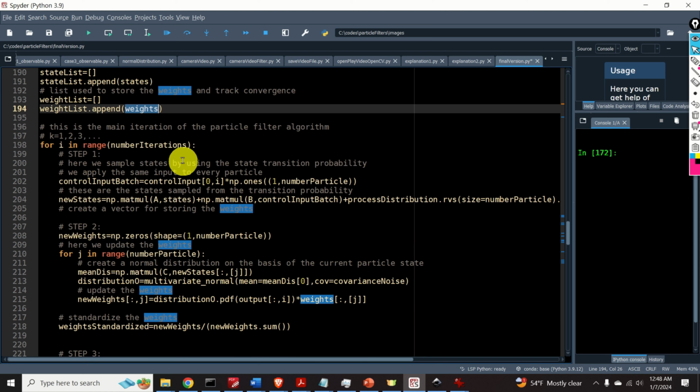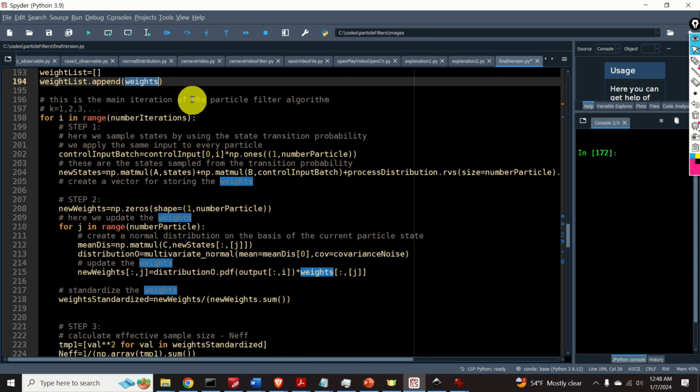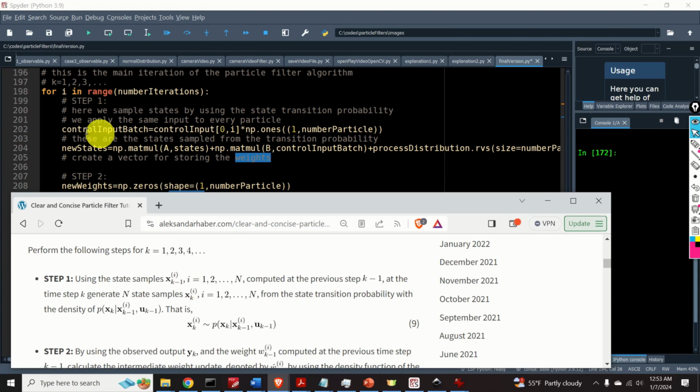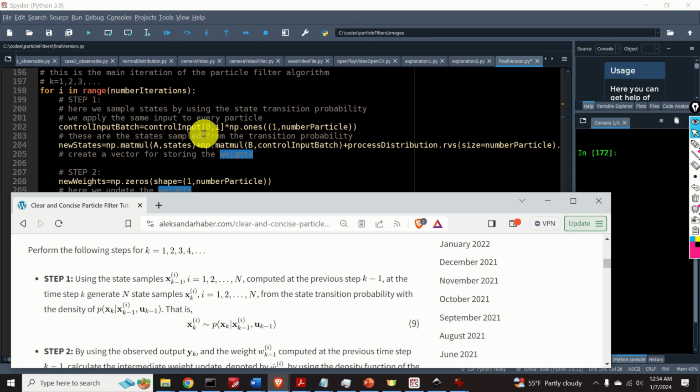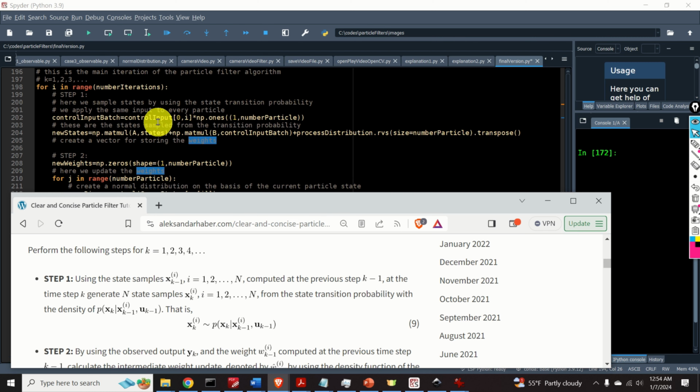Here is the main iteration for the particle filter algorithm. Here is the first step of the algorithm. In the first step, we need to draw samples of xki from the state transition distribution. And here's how we implement this step in Python. I will zoom out the code so you can clearly see it.